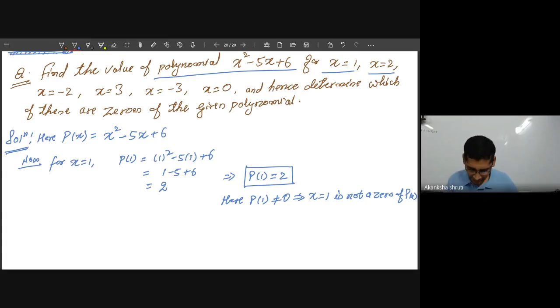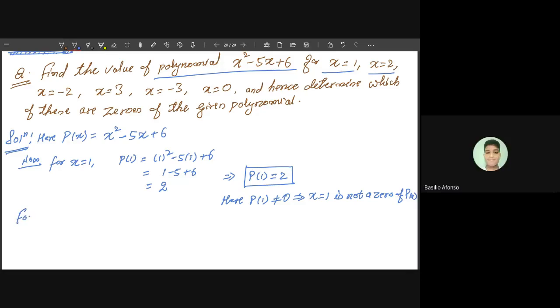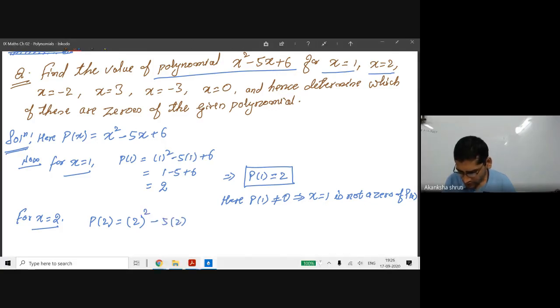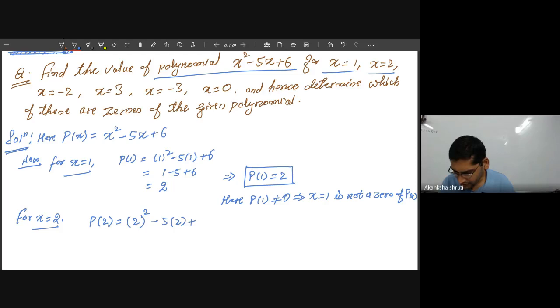Okay, student. Now let me check for the second one. For x equals 2, we are going to calculate the value of this polynomial. It will be denoted by P of 2 and obtained by replacing x by 2. So it becomes 2 square minus 5 into 2, plus 6.